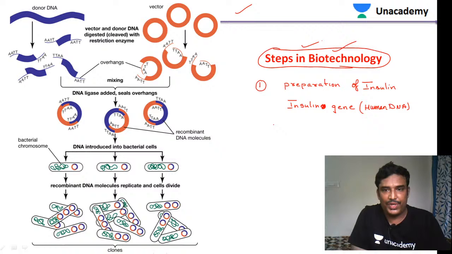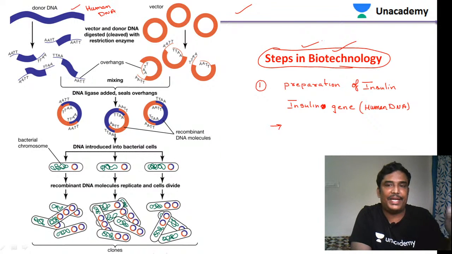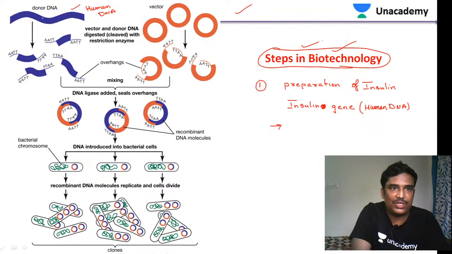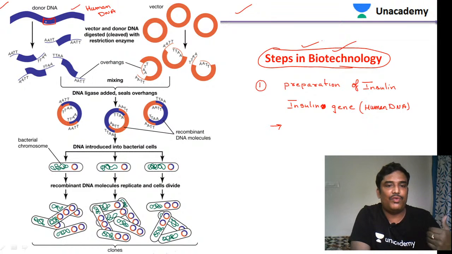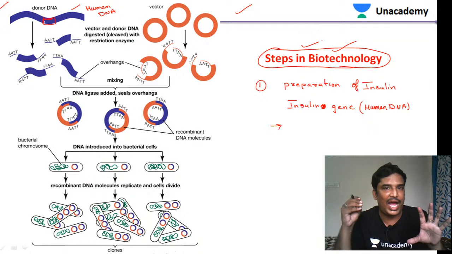For example, this is our human DNA. What is our purpose? Our purpose is to separate the insulin gene. The insulin gene is present somewhere here on the human DNA, and we want to extract it. From this DNA, we want to produce insulin in a large amount, on a large scale.